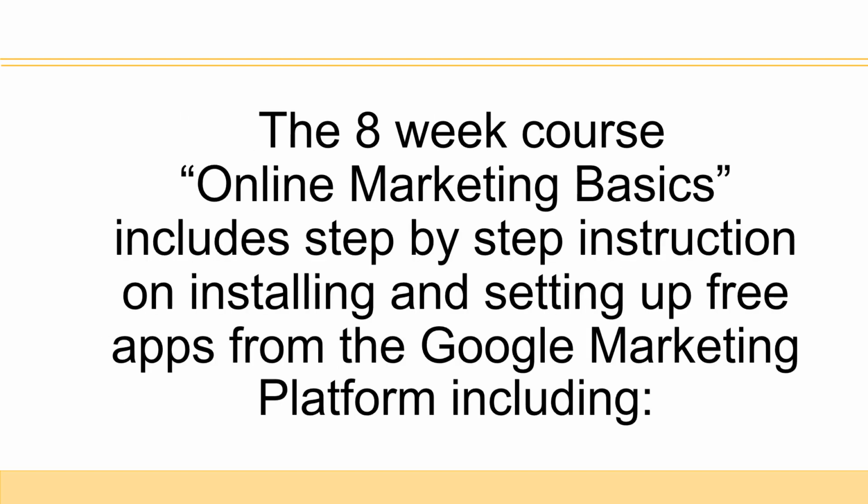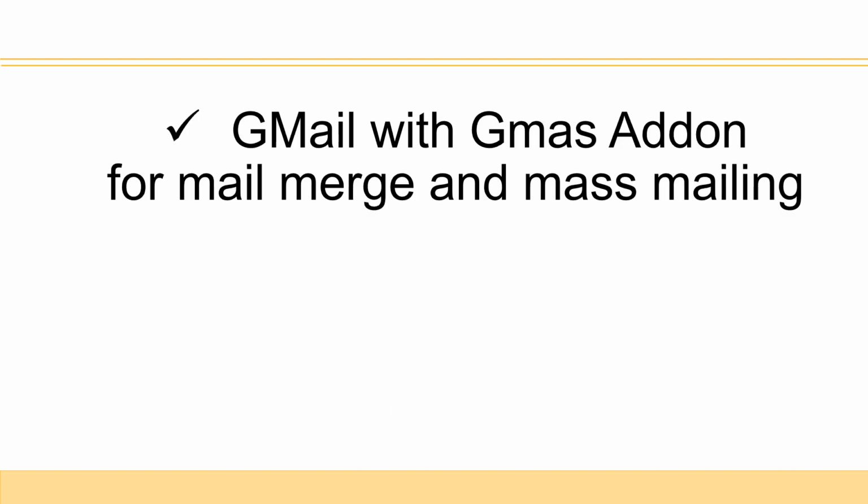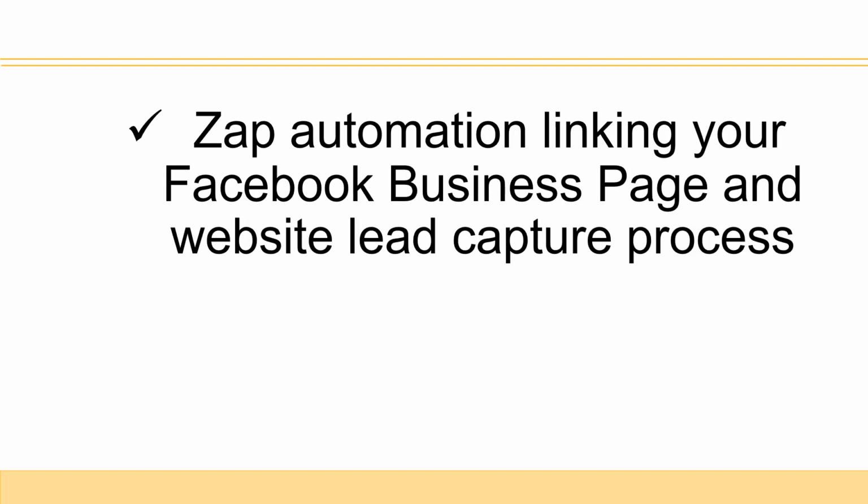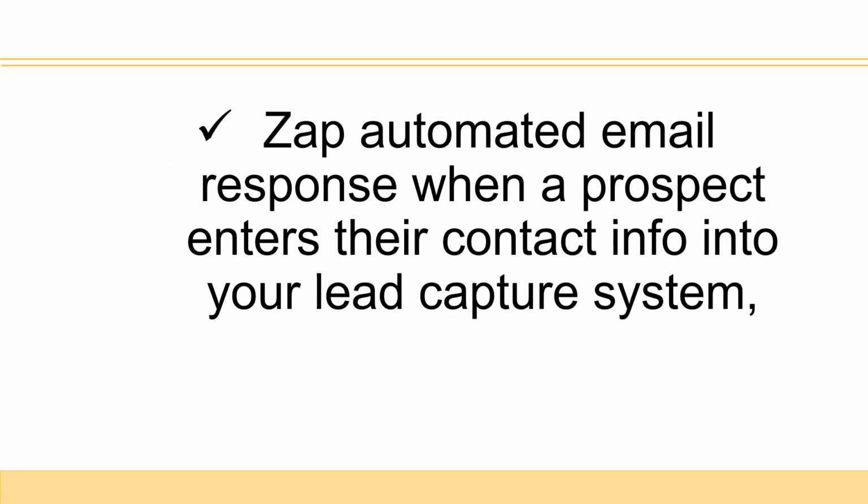It's crazy. The 8-week course, Online Marketing Basics, includes step-by-step instructions on installing and setting up free apps from the Google Marketing Platform, including Gmail with GMass add-on for mail merging and mass mailing. We use Google Sheets as the contact list, and Google Contact Customer Relationship Manager, or the CRM. And we use Zap automation, linking your Facebook business page and your website lead capture process. And we use Zap to automate the email response when a prospect enters their contact information in your lead capture system.